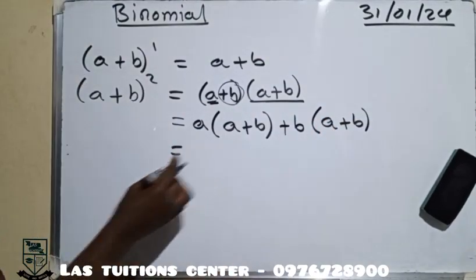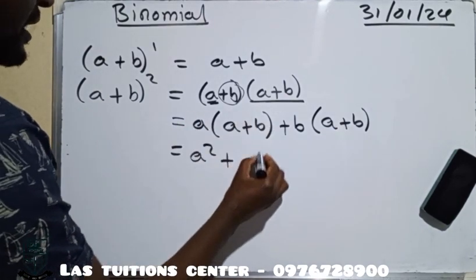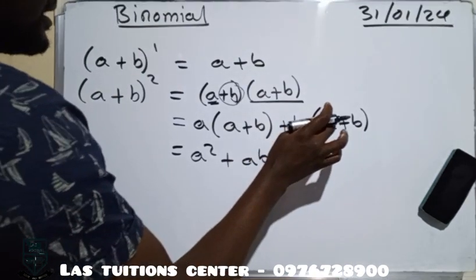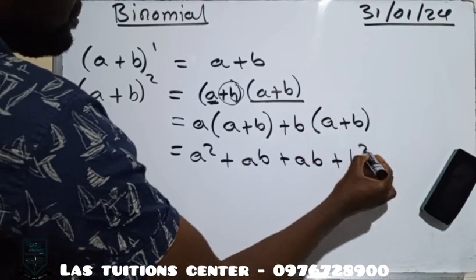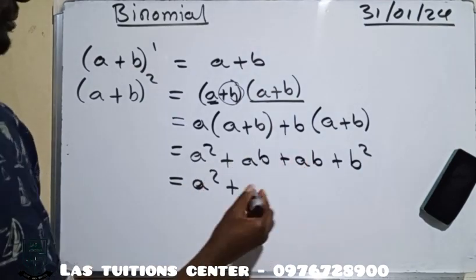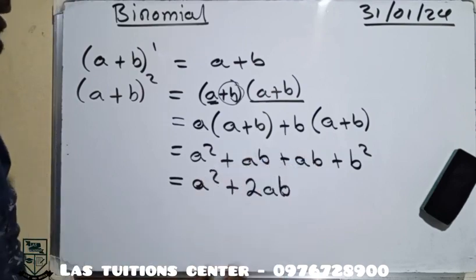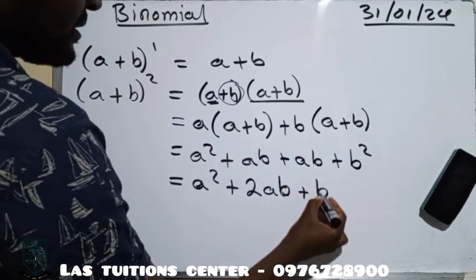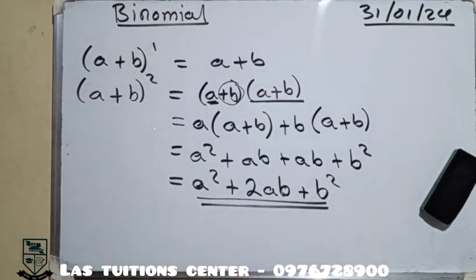So a times a gives a squared, plus a times b gives ab, plus another a times b gives another ab, plus b times b gives b squared. So we get a squared plus ab plus ab, which is 2ab. It's like an orange plus an orange, we get 2 oranges. Then plus b squared. So this is what we get in that expansion.